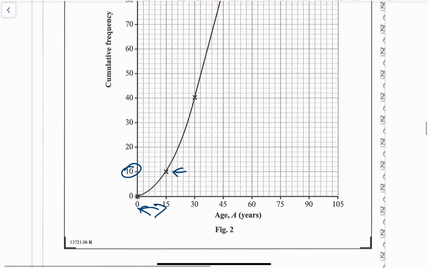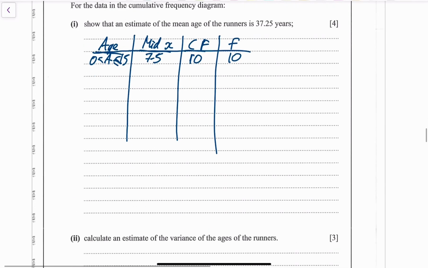The next one, the CF, so there were 40 people that were less than 30. So that was then 15 is less than age is less than or equal to 30. The midpoint of that would be 22.5. And then to get this F, it's 40 minus 10. So that was the next 30 people. Now we go through all of that to get there.